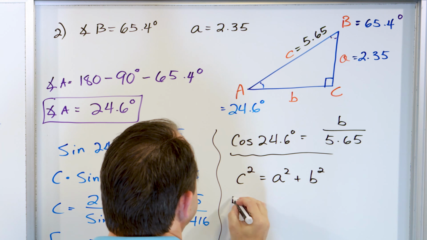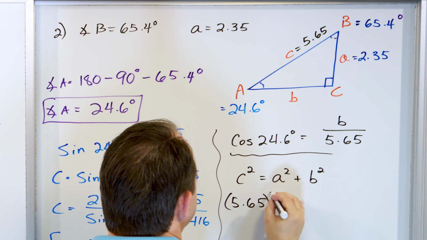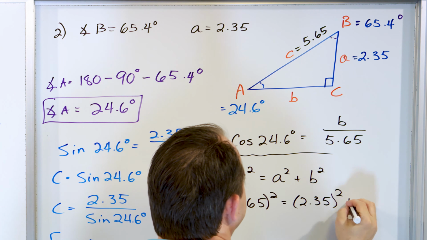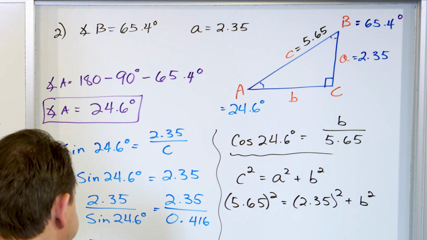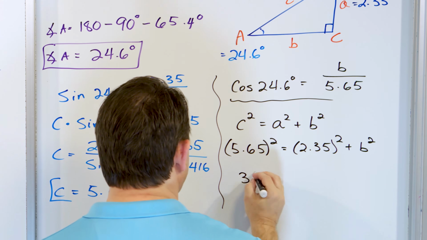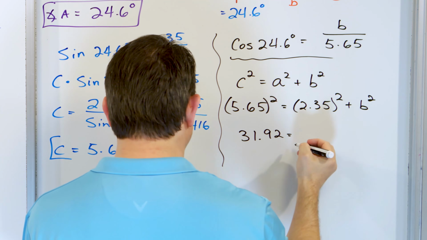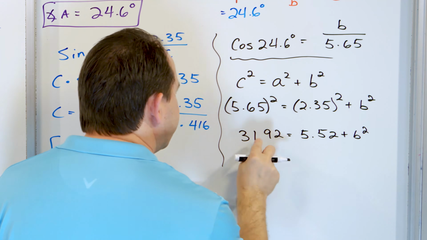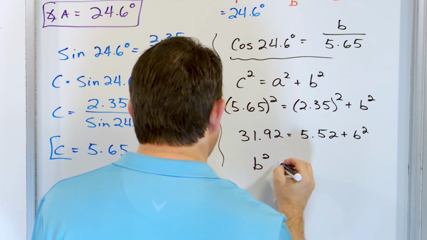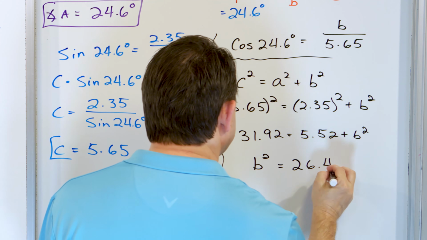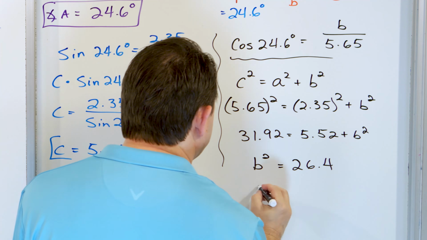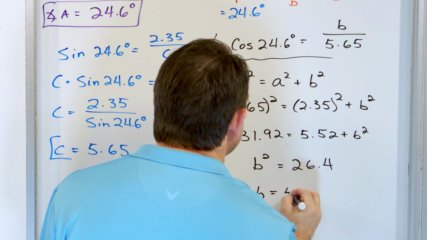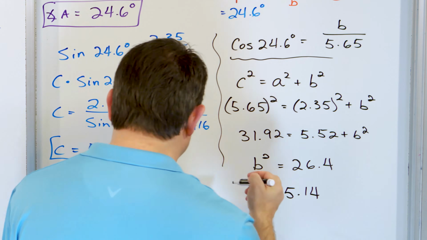So C is 5.65 squared, and A is 2.35, and B squared, or B is what we're trying to actually find there. So 5.65 squared is 31.92, and 2.35 squared is 5.52, plus B squared. And then B squared is going to be this number minus the 5.52, and then you'll get 26.4 for this. And when you take the square root of both sides, you'll get plus and minus, but you discard the negative length. You can't have negative lengths on a triangle, 5.14. And so that's the length of side B.